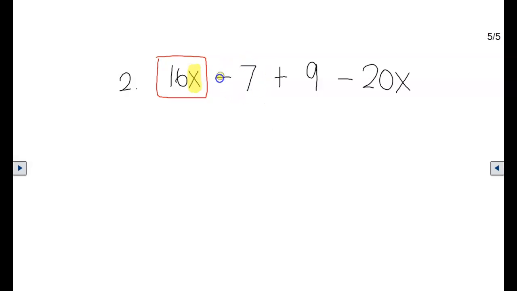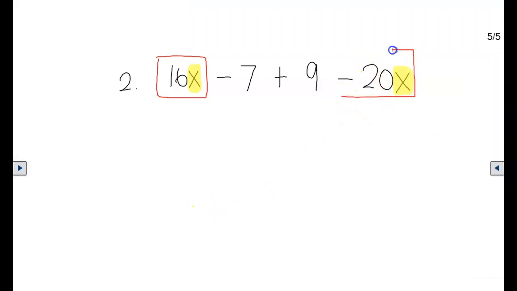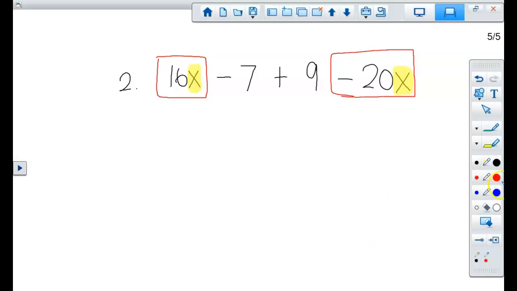Notice that your negative 7 doesn't have a variable part. Your positive 9 doesn't have a variable part. But when I get out here to the end, this last term has exactly that same variable part. He has that plain old x. So that means that this term is a like term for 16x. So I'm going to put a red box around him, and I want to remind you here to make sure that you grab that sign in front of him, because that minus sign belongs with that 20. Let it stay with that 20. It makes him a negative.